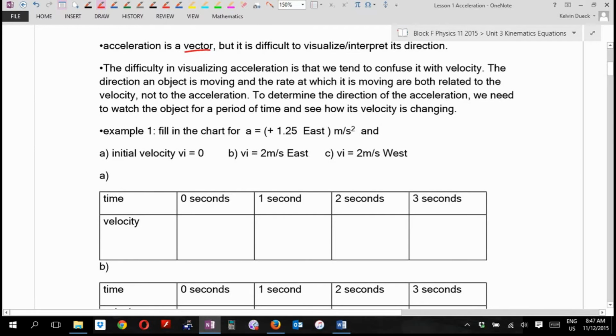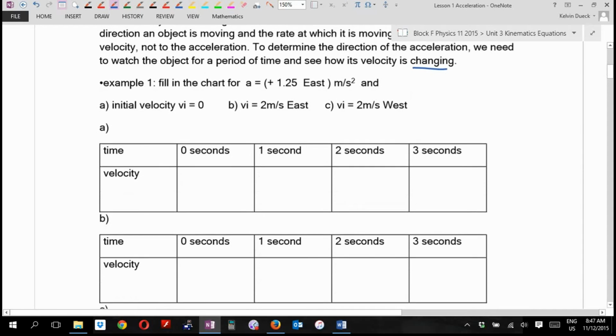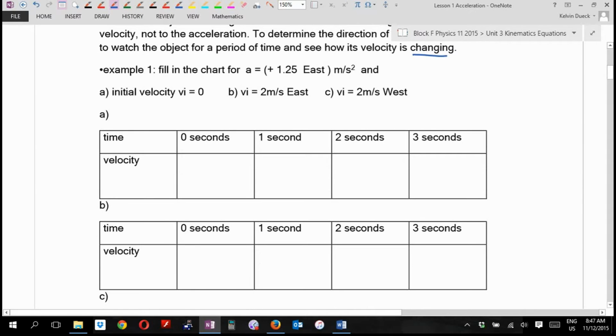Partly because we tend to confuse it with velocity. Acceleration is not the same as velocity. The direction that an object is moving and the rate at which it is moving are both related to the velocity, not to the acceleration. But to determine the direction of the acceleration, here's the key idea: we need to see how its velocity is changing. This is as direction-y and vector-y as I'm going to get with you. We're going to try and spot patterns, and then we're going to abandon this method because it sucks.